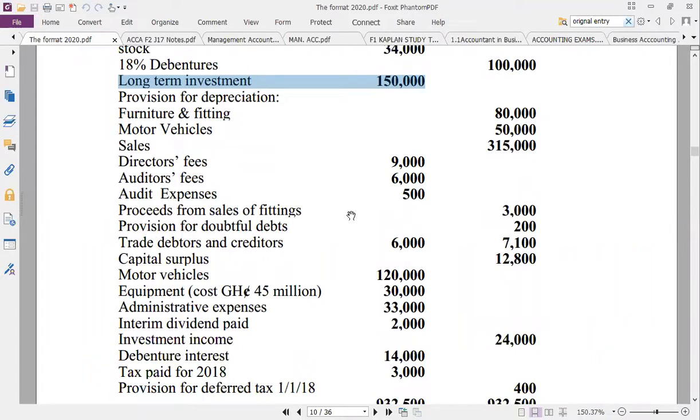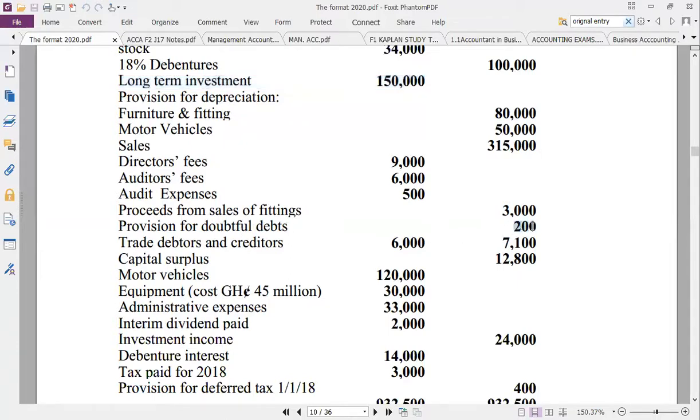Proceeds from sale of fittings. For now, we will classify it as other income, but it is a profit on the sale of the PP. Because we are not going to touch anything in a footnote, we will classify the 3,000 as other income. Good. Provision for doubtful debts. That is 200.